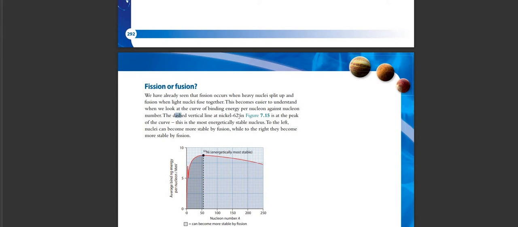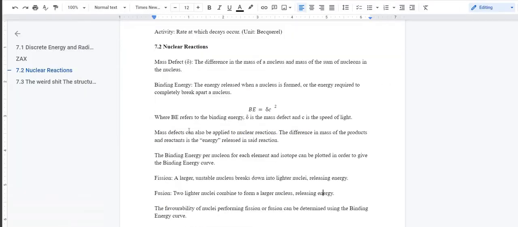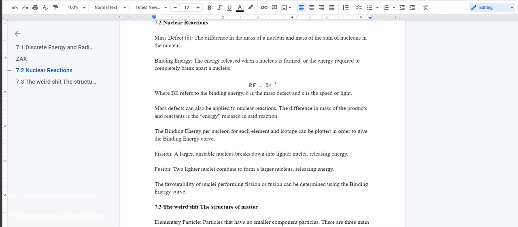And this peak is always at nickel 62, which is considered to be the most energetically stable. You do have an odd peak over here, and that's probably helium 4. But this odd peak just says that this helium is significantly more stable than the other atoms. And with that, that's the end of 7.2.